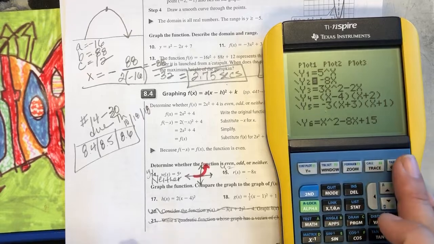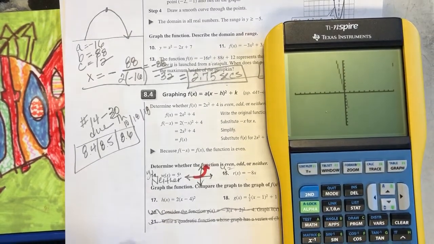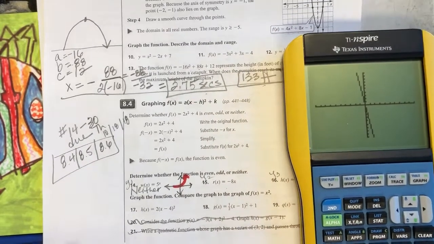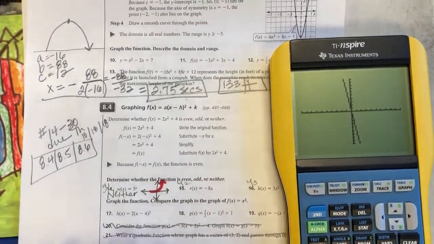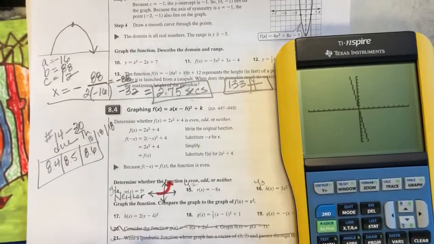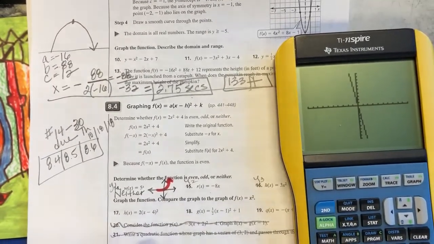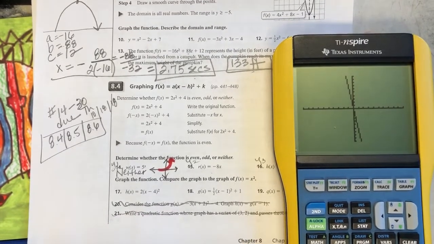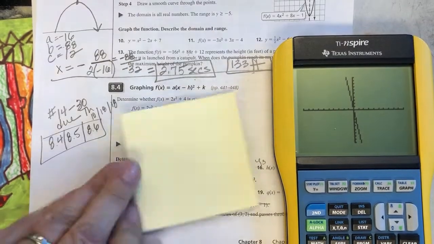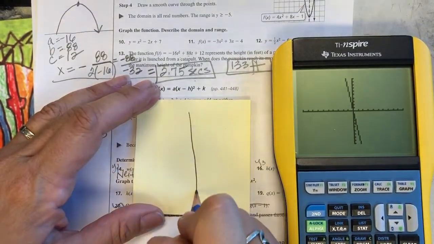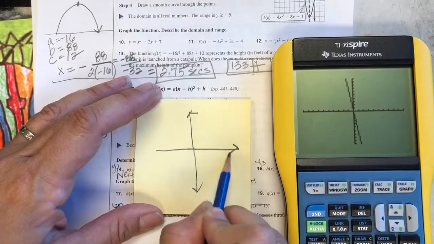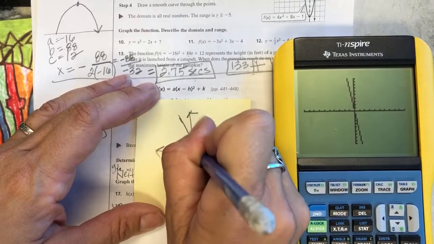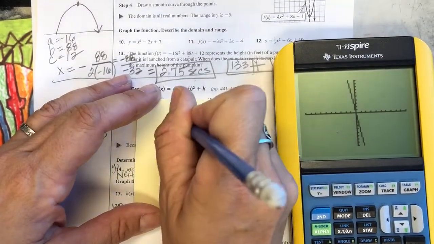Number 15 is negative 8x. When I look at the graph of this one, oh yeah, this is a linear graph, but this one is actually going through the origin. And since it's going through the origin, this makes our rotating of this a little bit more obvious. I did this earlier on a sticky note. I went, okay, here's my line. Oh, it's actually going through the origin, that matters.